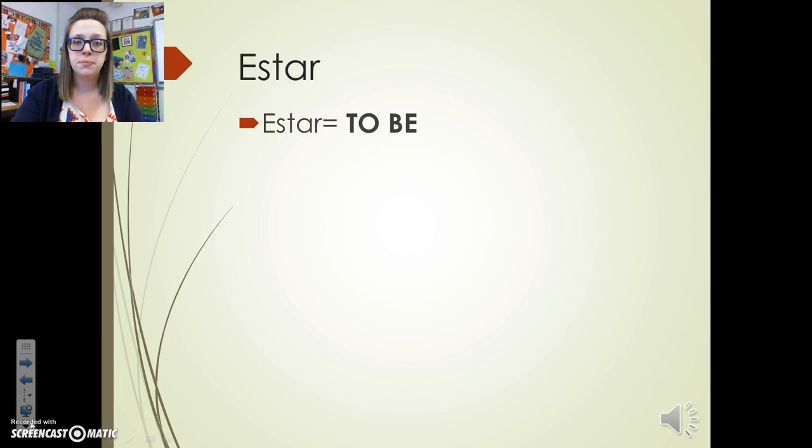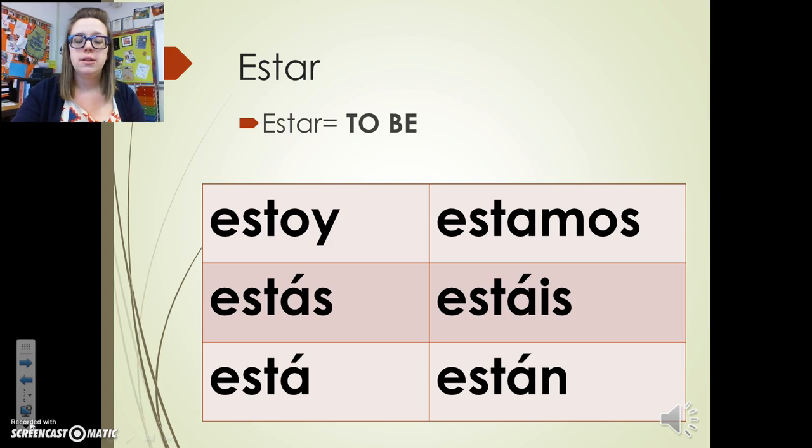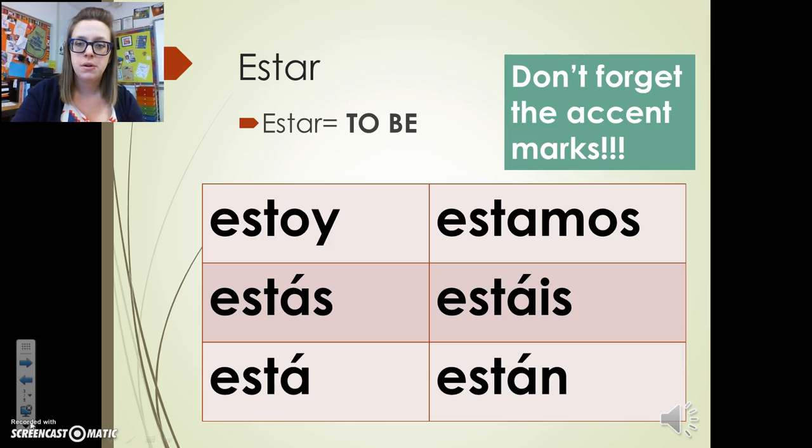Estar means to be. This is how estar is conjugated. So yo estoy, tú estás, él está, nosotros estamos, vosotros estáis, and ellos están. Don't forget the accent marks over the A's in all forms except nosotros.